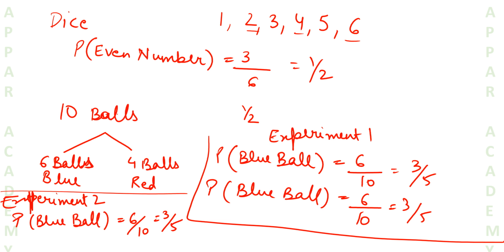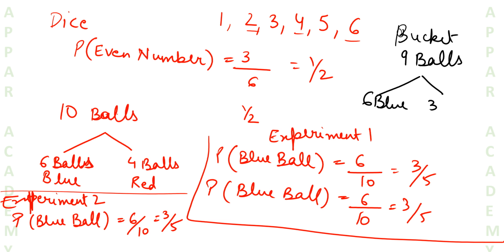So now what can I say? My bucket now has 9 balls. How does my bucket have 9 balls now? Simple. Let's suppose this is my bucket. In that bucket, I have 9 balls, and in those 9 balls, 6 balls are blue and only 3 are red, because the one ball that I picked up in my first trial, I've kept aside. Now what is the probability of getting a blue ball in my second trial, when I've already kept that selected ball aside, not back into the bucket? So what will be the probability now?